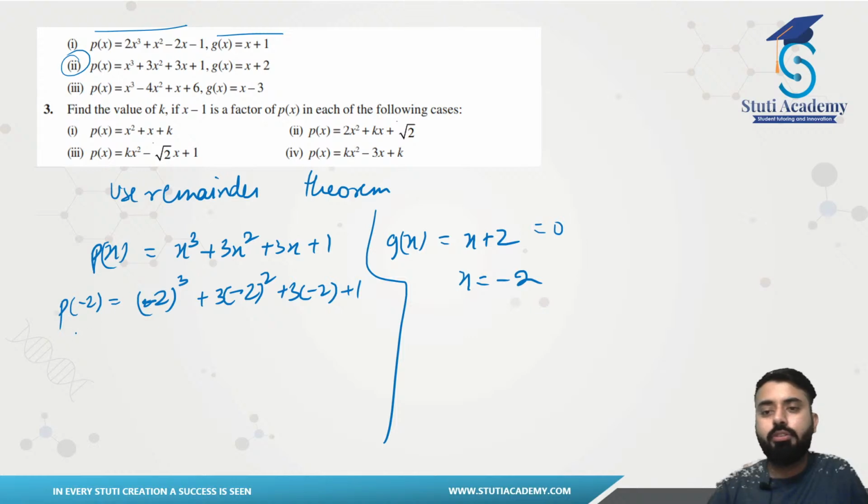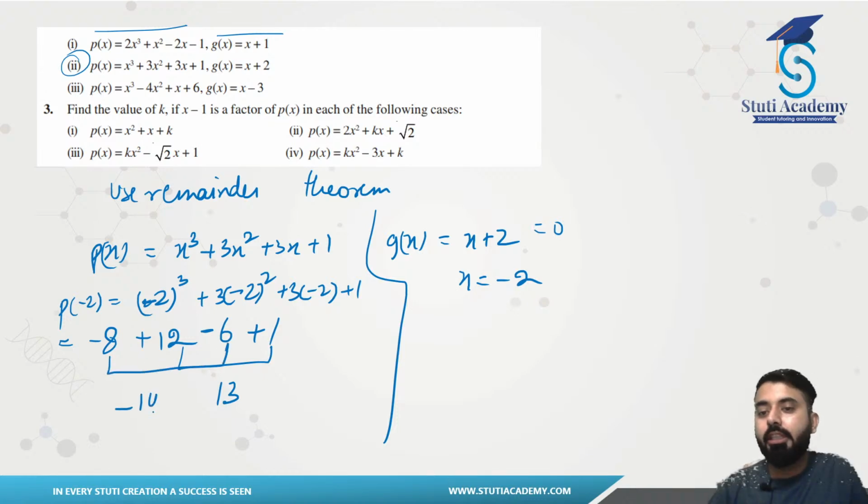Then you have to do what? Just solve this one. Cube of -2 will be -8. Square of -2 will be 4. 4 into 3, that will be 12, right? This will be a -6 and this will be a positive 1. So you guys see, adding these two, you will be having 13. Adding these two, you will be having -14. So -14 plus 13, that will be -1, which is not equal to 0. Therefore, g of x is not a factor.